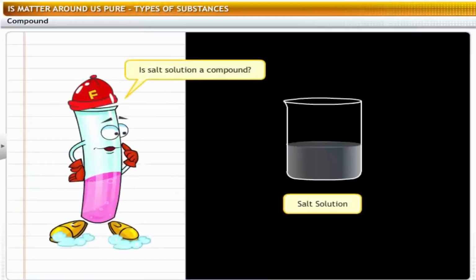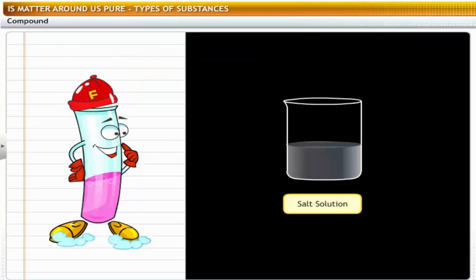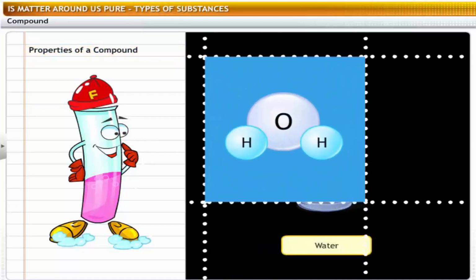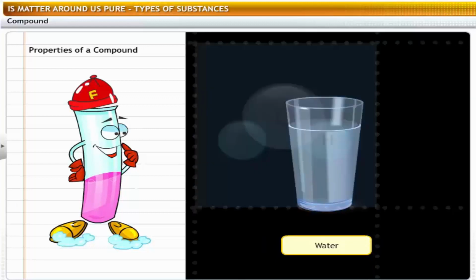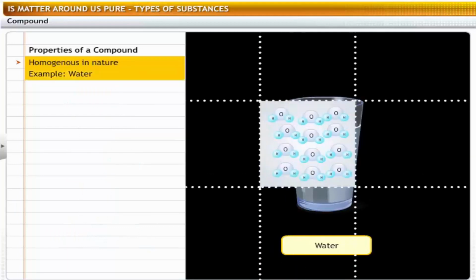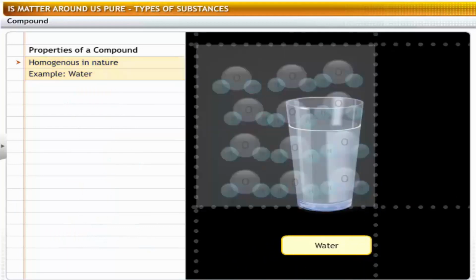Is salt solution a compound? No, it is not. Even compounds have similar properties like that of elements. Compounds are composed of 2 or more elements which are chemically bound with one another in fixed proportions. Let's look at some of the characteristics of compounds. A pure chemical compound is homogeneous in nature, made up of the same type of molecules. For example, water contains only molecules of water.